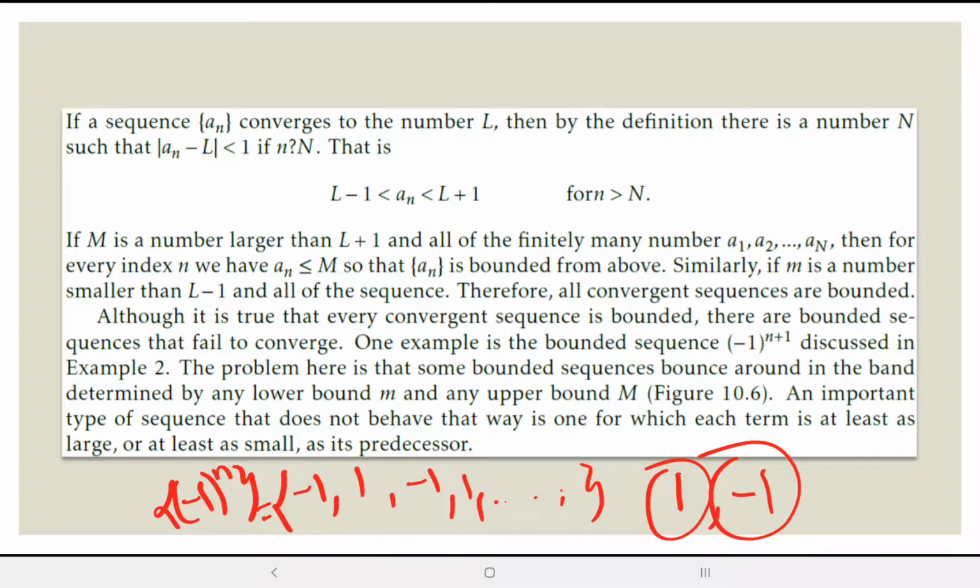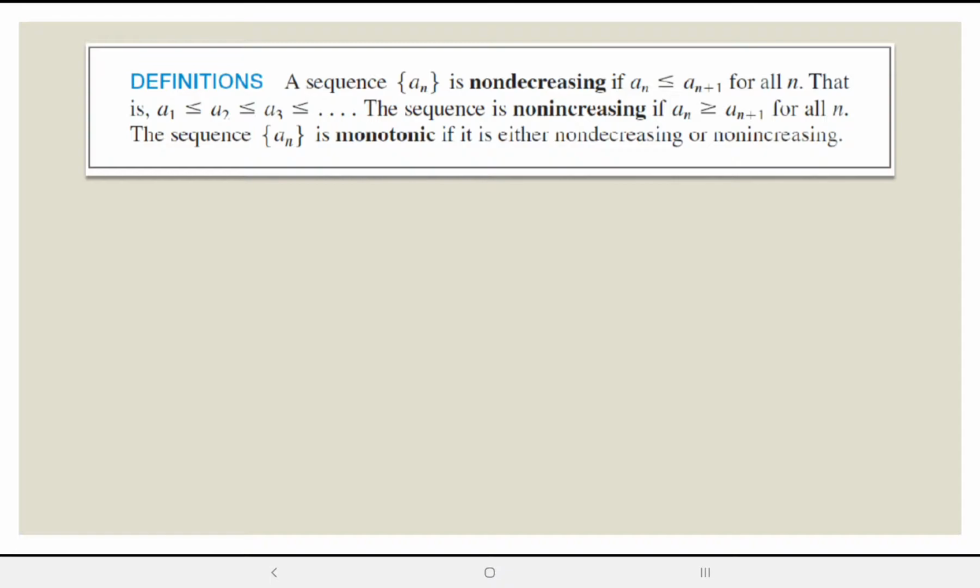But even so, 'di ba sabi natin ito ay divergent. So hindi natin siya pwedeng sabihin na convergent siya. So boundedness does not equate to convergence. Okay, so which is why we introduce new terms, or we define what a monotonic sequence is. Okay, so a sequence is non-decreasing if a sub n is less than or equal to a sub n plus 1 for all n.